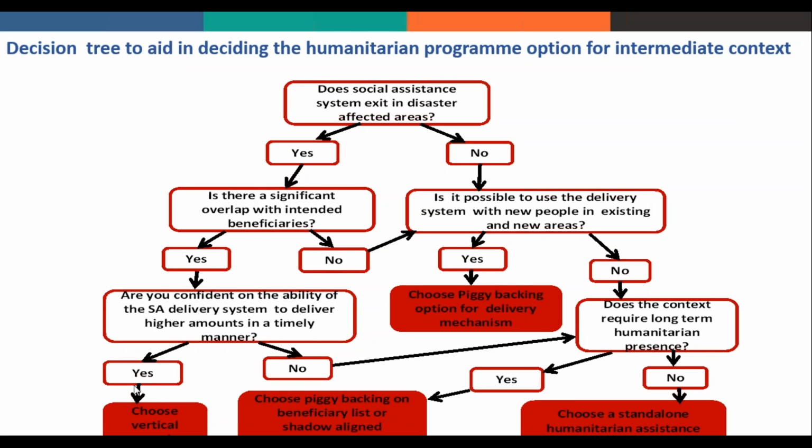So yes, if the answer is no to the question about using the existing delivery system in new areas or in existing areas with new people, then we might want to check if the context requires a long-term humanitarian presence. If it does, if that area is prone to crisis, then we might choose again a piggybacking option on the beneficiary list, or design a shadow aligned program which could eventually be taken up in the social protection system in future. But if there is no requirement for a long-term humanitarian presence, then it might be more appropriate for humanitarian actors to choose a standalone humanitarian assistance program.